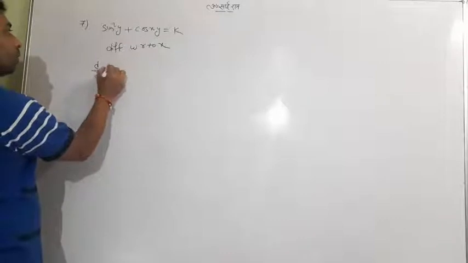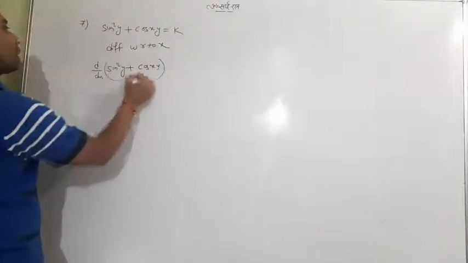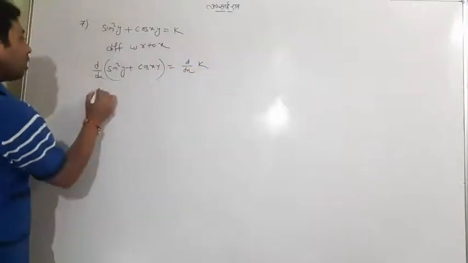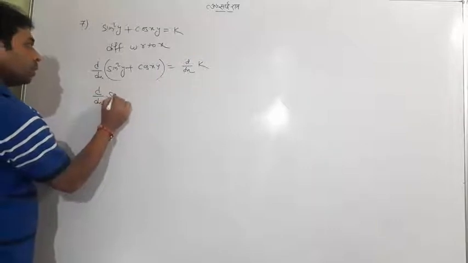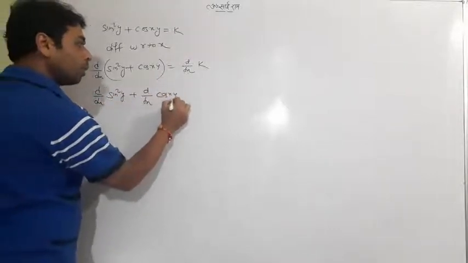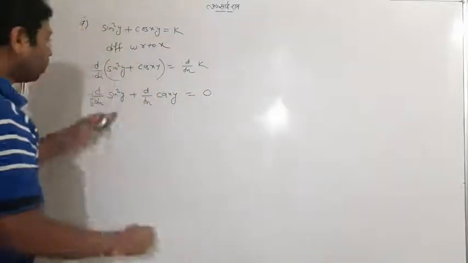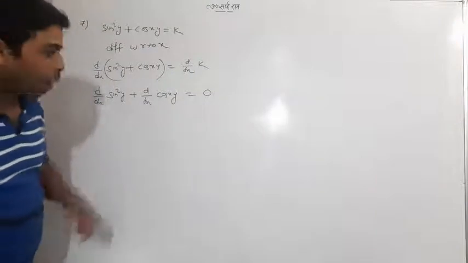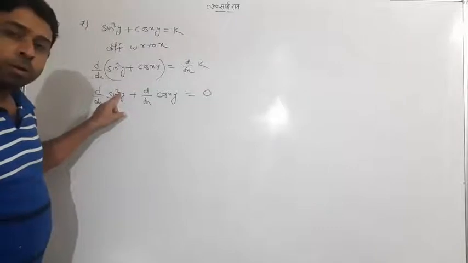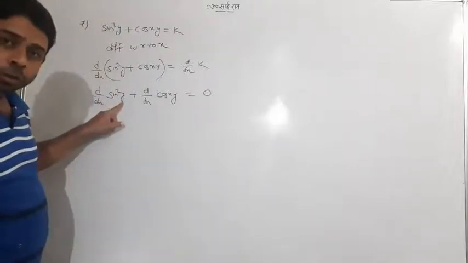d by dx of sin square y cos xy, put in a bracket, equal to d by dx of k. Now d by dx of sin square y, d by dx of cos xy. One should know that k is a constant, so its differential is 0. What about here? Count the functions. How many functions are appearing? Three functions. Power, first function. Sine, second function. y, third function.